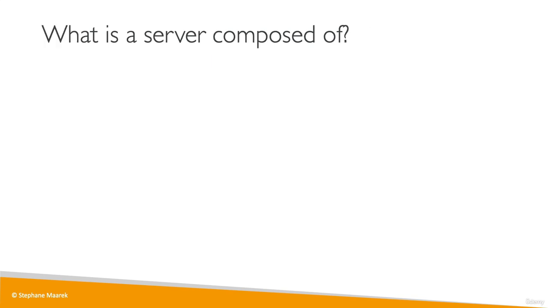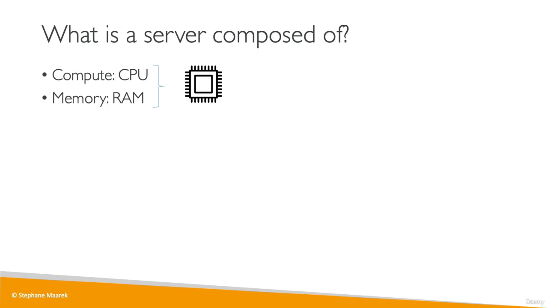So what is in a server? Well, a server is going to contain a CPU, and a CPU is a little piece that will be doing some computations. It will be very helpful to do some calculations and find results. And then your server also needs RAM or memory. This is going to be very, very fast memory, which will allow us to store information and retrieve it very quickly.